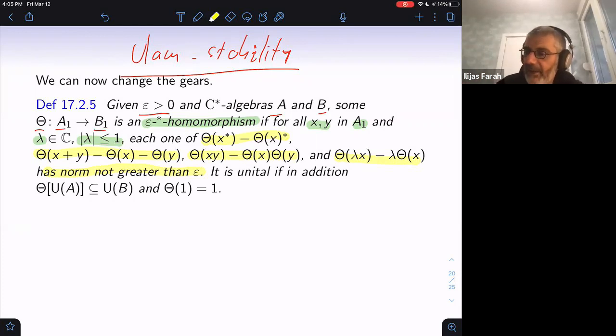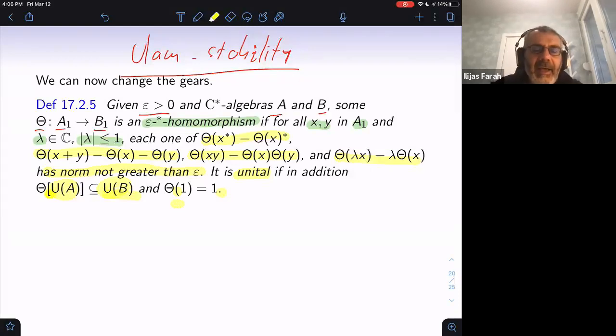And also one technical simplifying assumption, we say that theta is unital if also theta maps the unitary group of A into the unitary group of B and sends 1 to 1. Now, this last part can always be arranged. If you have an epsilon star homomorphism between unital C-star algebras, of course, you can always perturb it a little bit and ensure that this holds, but we just don't want to waste time on perturbing. We just assume it by design.